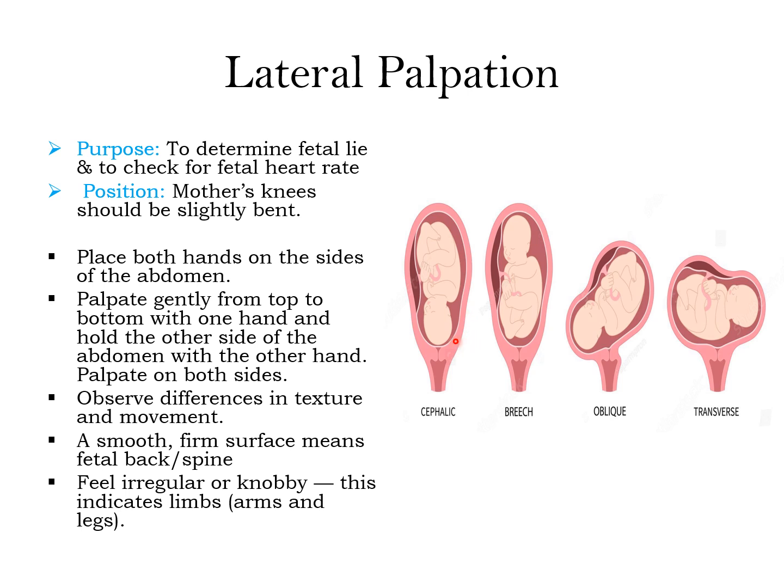So place both your hands at either side of the abdomen and palpate gently from top to bottom. If you are palpating at the right side, the left hand should be holding the other side of the abdomen, and then vice versa, you need to palpate both sides. So now here observe the difference in the texture and the movement. If you find smooth and firm surfaces, that means it is the back or spine, and if you find irregular or knobby parts, then it indicates limbs, which are arms and legs.